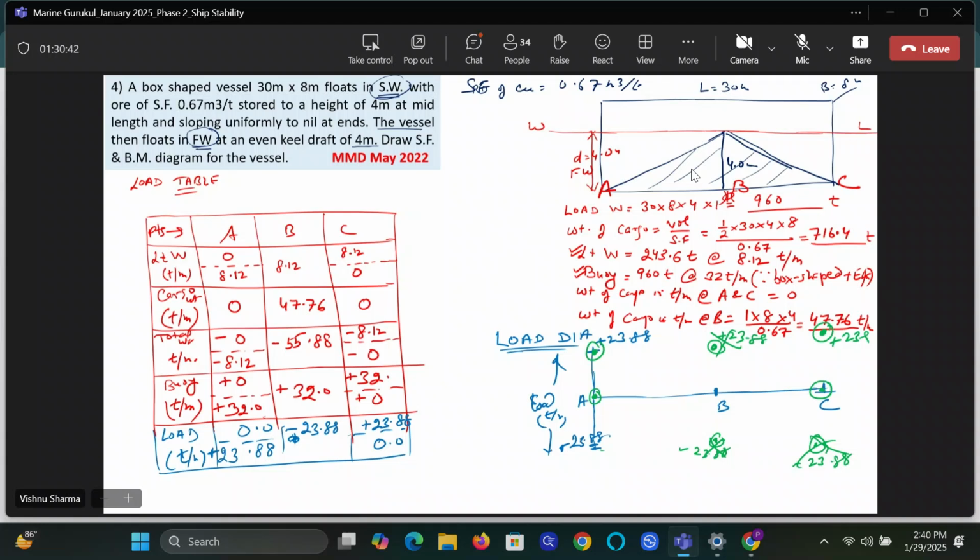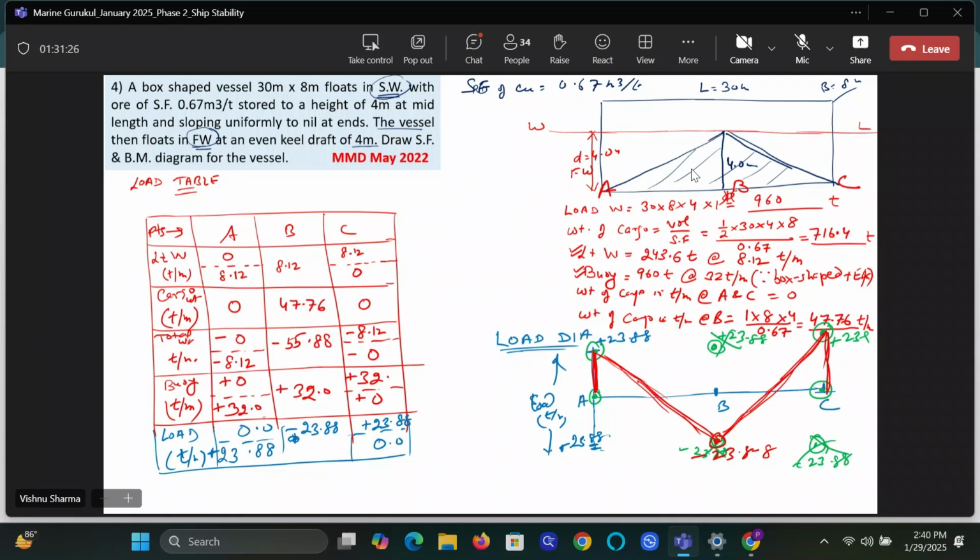So that means I go at A from 0 to plus 23.88. Then I go to minus 23.88 here. That means this will be joined with a straight slanting line. Then I go to plus 23.88 here, and then I come to 0. And this will be my load diagram. Have you understood, beta, or you want to ask anything? Is that clear, beta? Yes, sir. Clear.